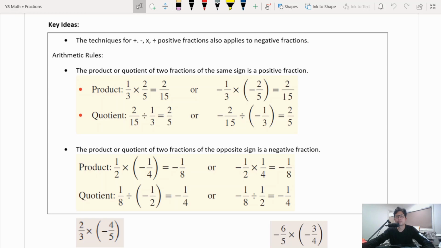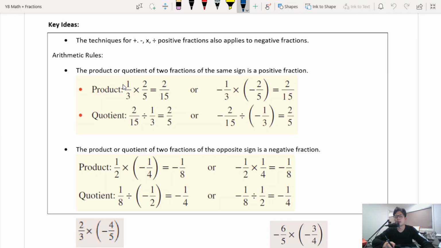Alright, so as mentioned in the last lesson, the techniques for addition, subtraction, multiplication, and division of positive fractions also apply to negative fractions. So let's go through the rules of multiplying and dividing with negative fractions. The product, which is the answer to a multiplication, or quotient, the answer to a division, of two fractions of the same sign is a positive fraction. So in this first case, we have two positive numbers. If it doesn't have a sign, it just means it is positive, so that gave us a positive answer.